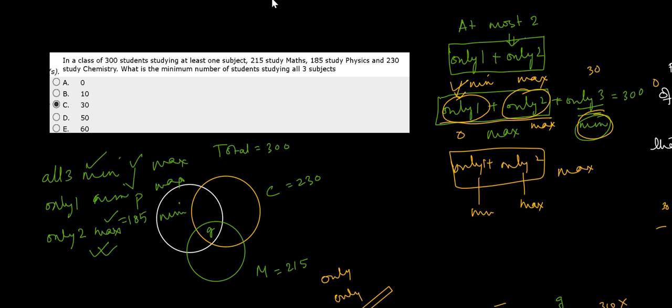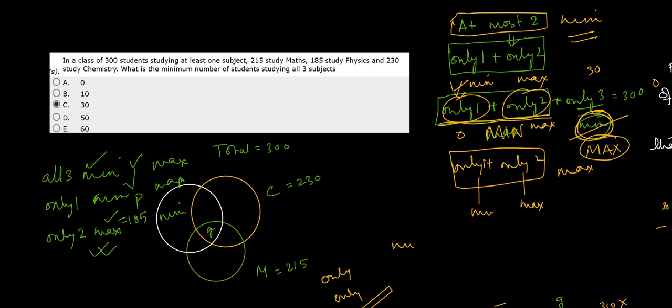So if I ask what is the minimum value of at most 2, when will this happen? When only 1 plus only 2 is minimum. So that means only 3 would be maximum, correct?